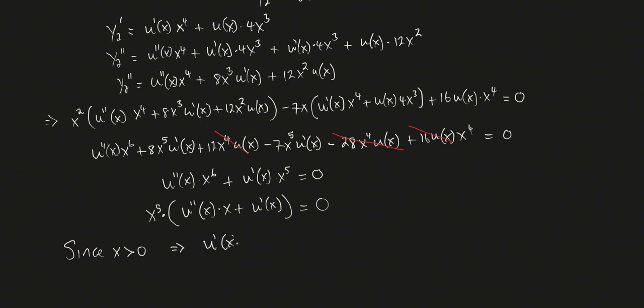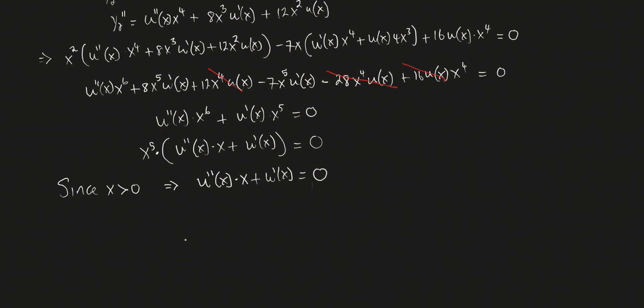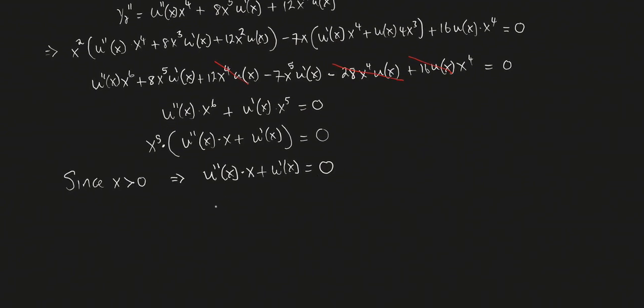So this implies u double prime of x times x plus u prime of x must be equal to 0. Now, that's a lot more manageable than what we had just a few lines above. The problem is, this is still a second order differential equation. It's linear, which is good, but it's not readily apparent what u would have to be in order to satisfy this. So here's another trick that we can add to our collection of tricks as far as differential equations are concerned.